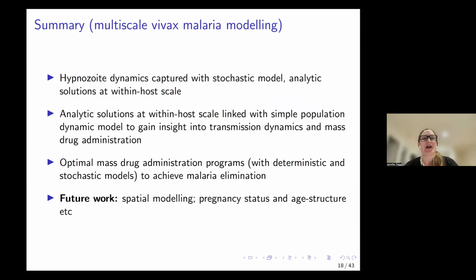I'm a little conscious of time. But I've talked about some hypnozoite dynamics that have been captured with a stochastic model that have analytic solutions that you can embed into the population level model to gain insight into transmission dynamics. We focused a lot on mass drug administration, both with deterministic and stochastic models, to try and achieve malaria elimination within the model. We're now thinking about how we can extend this to have multiple spatial populations, as well as, of course, coming back to pregnancy and age structure as well.